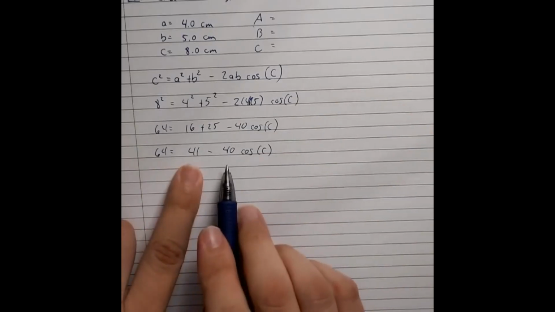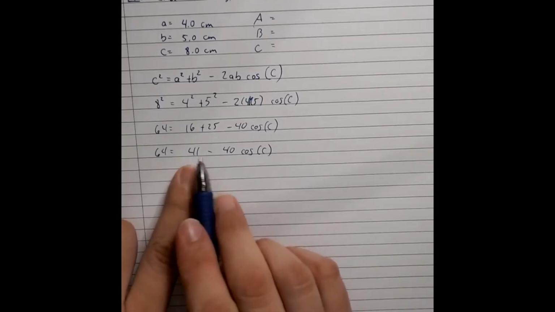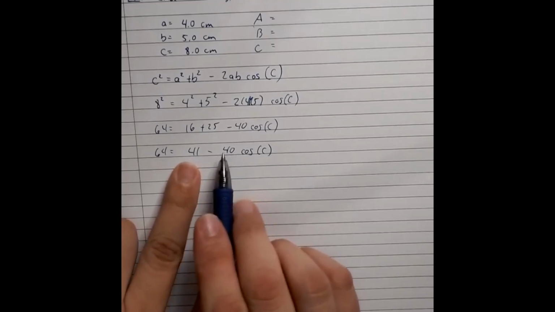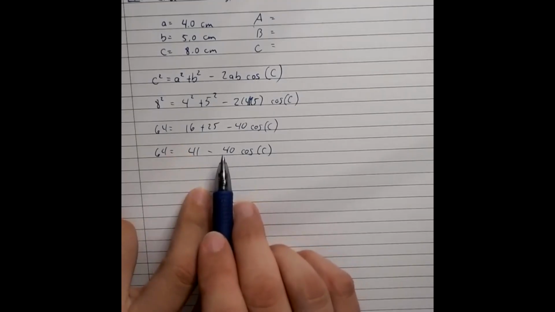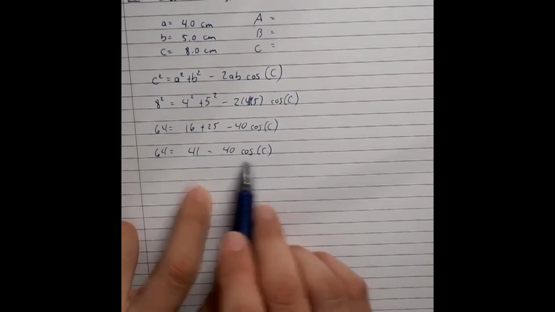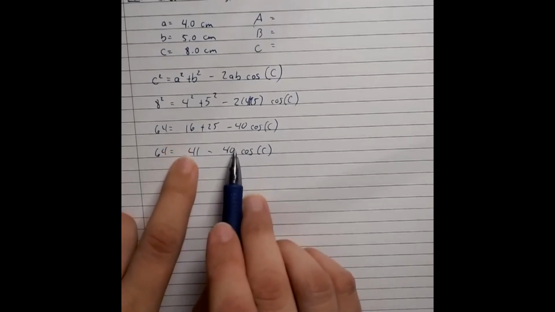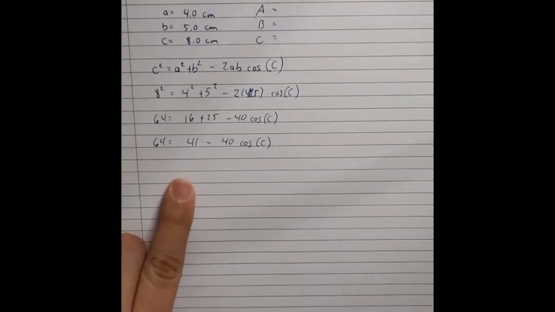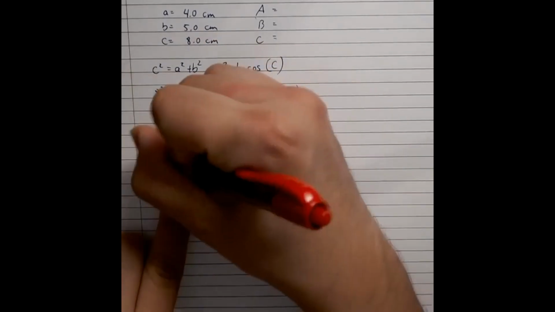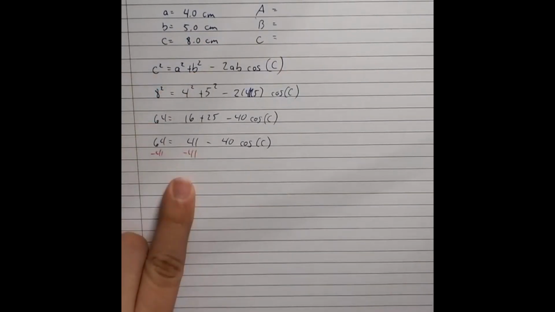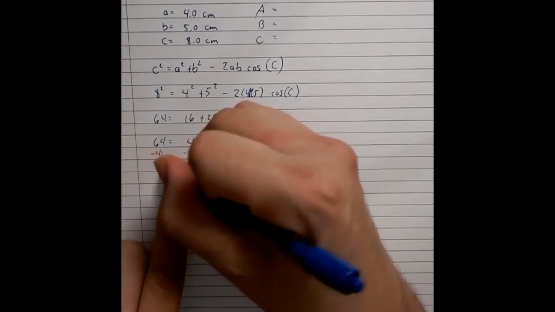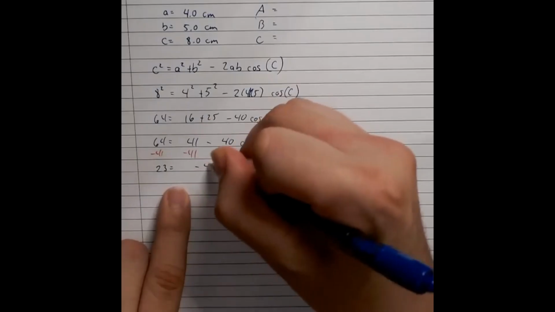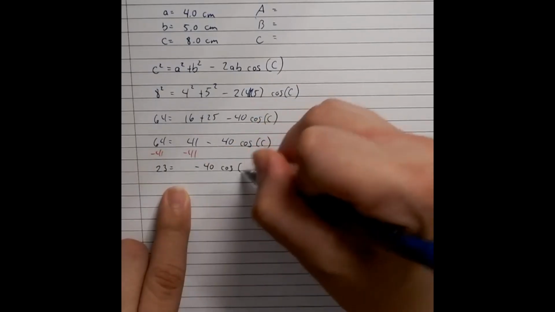Do not subtract these. I see people do that all the time. 41 minus 40 gives you 1? No. These are separate. This is not the number 40. It's 40 times the cosine of the angle C. So don't combine those. Let's subtract the 41 over to the other side. So minus 41 and minus 41. And that'll give us 23 is equal to negative 40 times the cosine of the angle C.